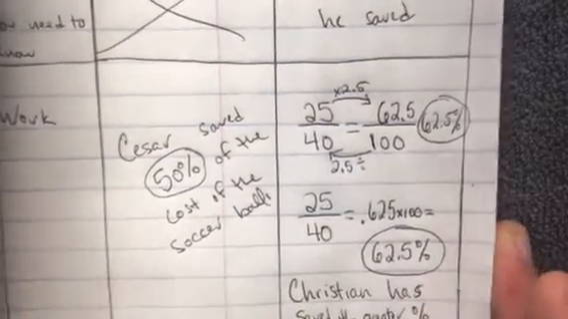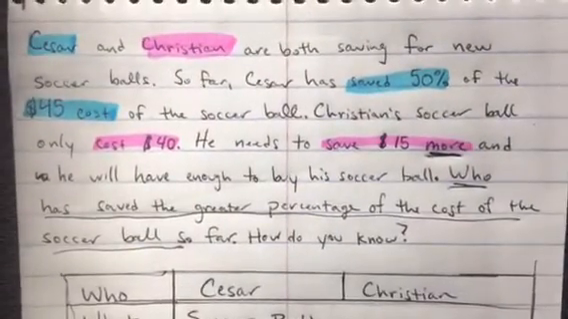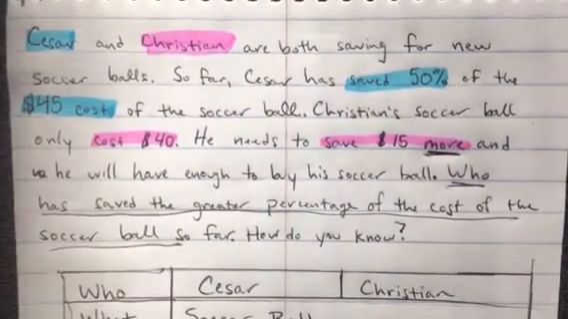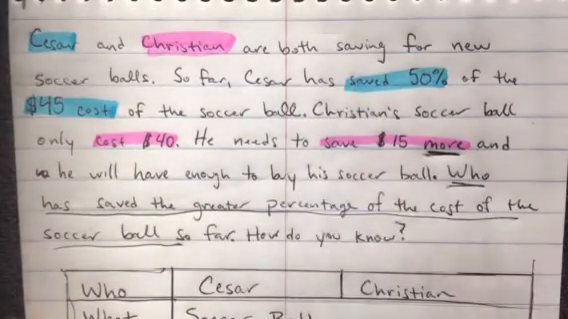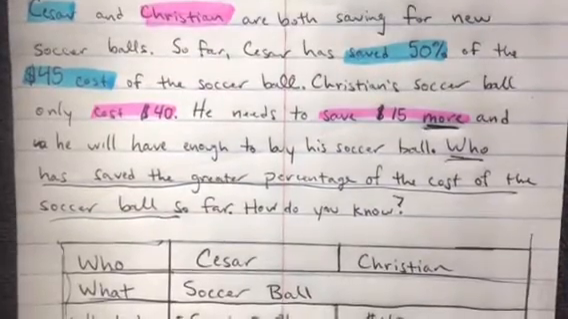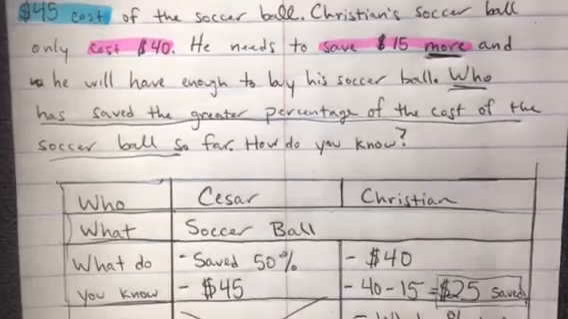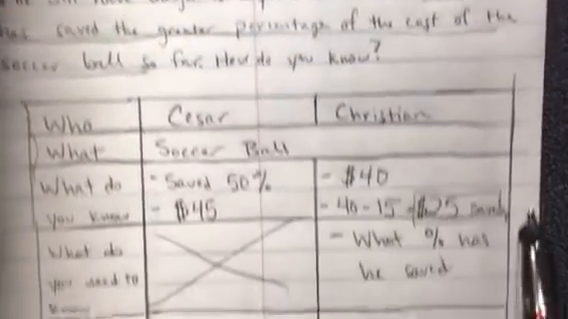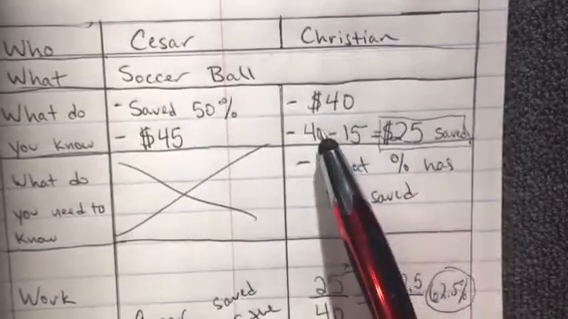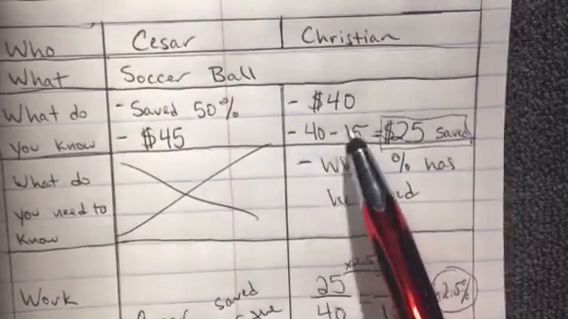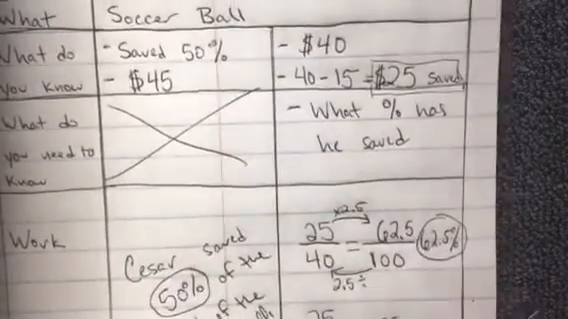So there you have it. We analyzed this long word problem. We organized our thoughts, and we organized everything they gave us. Guys, this is a great technique to use. Either underline or highlight the different information so you can see what you know about who. And when we did that, we realized we don't have to find anything out about Caesar because they already told us that he saved 50%. So all we had to do was find the difference that Christian has saved by subtracting the amount he has from the cost, getting $25, and putting that over the total amount, $40, to get 62.5%.